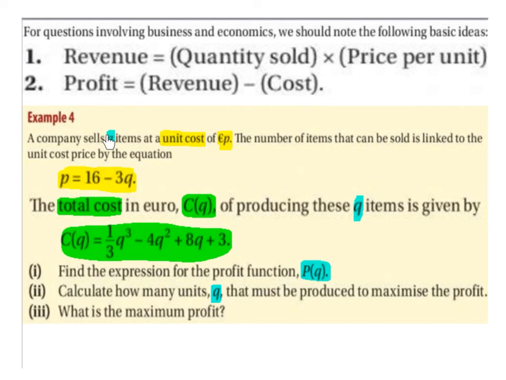A company sells Q items at a unit cost of P euro. The number of items that can be sold is linked to the unit cost price by the equation P equals 16 minus 3Q. The total cost in euro, C of Q, of producing these Q items is given by C of Q equals a third Q cubed minus 4Q squared plus 8Q plus 3. Part 1. Find the expression for the profit function P of Q.